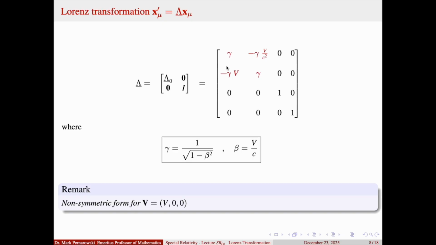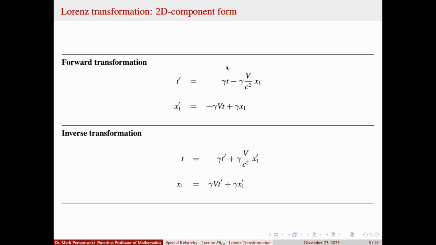So if you take this matrix, you can write this transformation in component form. From that matrix equation, t prime is given by this formula involving the t's and x1s in frame K. I call this the forward transformation. If you know what's going on in K, you can find out what's going on in K prime. Also, you can invert these. It's a very simple 2x2 linear system. So if I know what's going on in K prime, I can find out what's going on in K. These will be useful later.